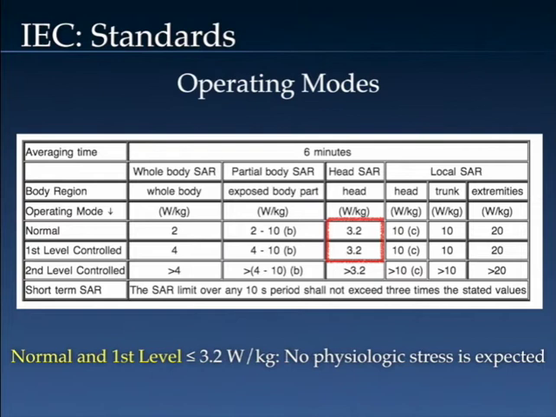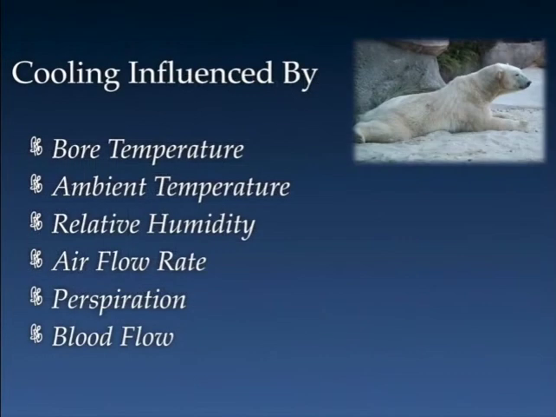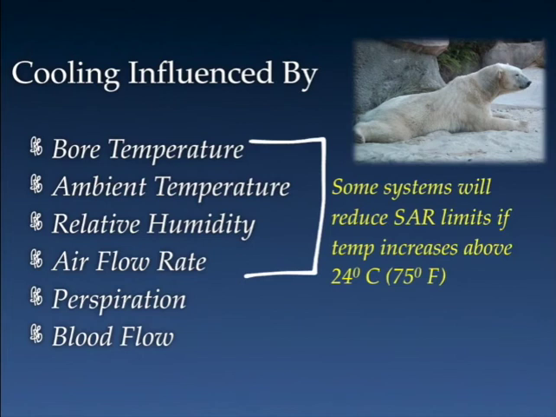The patient's cooling is influenced by multiple factors. Most of these are environmental: the bore temperature, the ambient temperature of the room, the relative humidity of the room, and the airflow rate. Many systems will actually deregulate the SAR or reduce SAR limits if the temperature increases above 24 degrees Celsius or 75 degrees Fahrenheit. The other two factors that influence cooling are patient-dependent, and that is perspiration and blood flow.